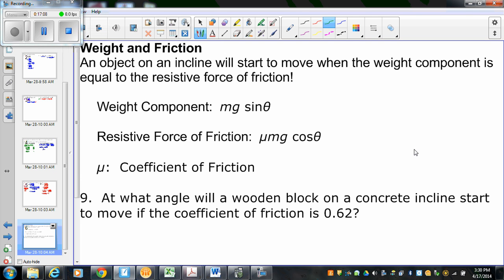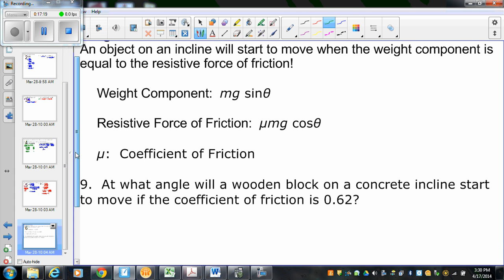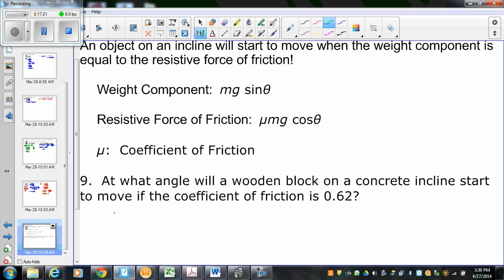So number 9 says, at what angle will a wooden block on a concrete incline start to move if the coefficient of friction is 0.62? So remember, the key component is that in order to be able to move, the weight component, mg sine theta, has to equal the resistive force of friction, mu mg cosine theta.